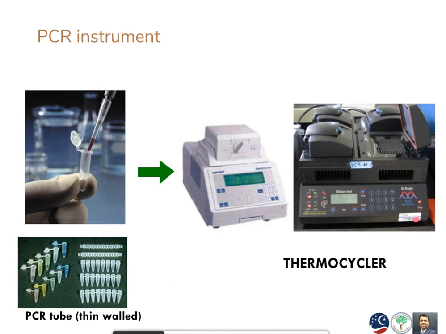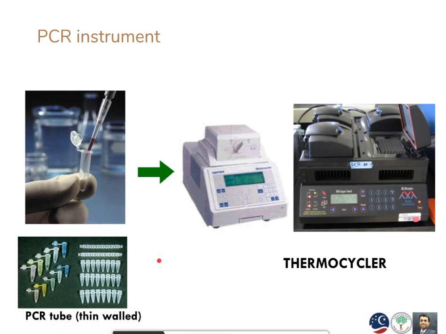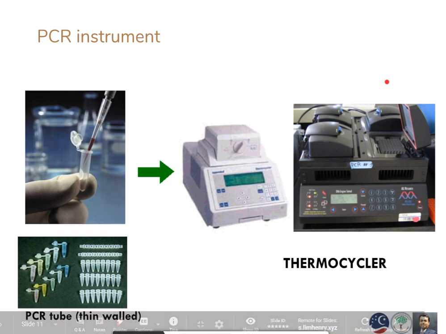Then the next requirement are these PCR tubes, which are very thin-walled reaction tubes that can transfer heat very easily to the reaction components inside the tube. We need these instruments also, which are known as the thermocycler. These are the instruments which have thermal blocks where we can keep the reaction tubes, and then the cycler can raise or lower the temperature of these blocks in pre-programmed steps. So with all these chemicals and instruments in hand, we can run the basic PCR.